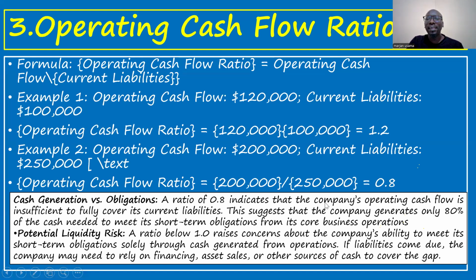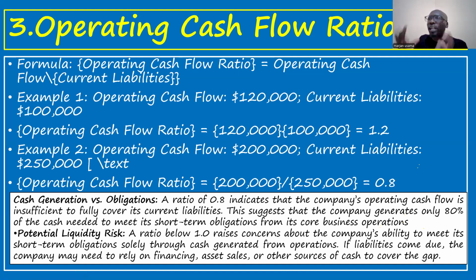0.8 indicates that the company's operating cash flow is insufficient to fully cover its current liabilities. This suggests that the company generates only 80% of the cash needed to meet its short-term obligation from its core business. And if that is the case, it means that you still have the other 20%.